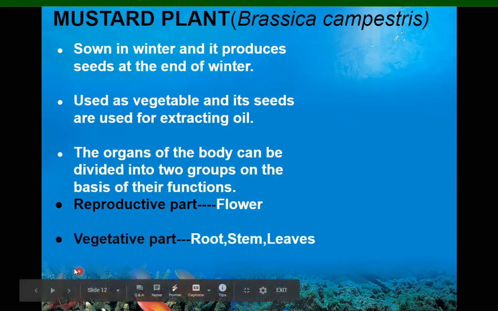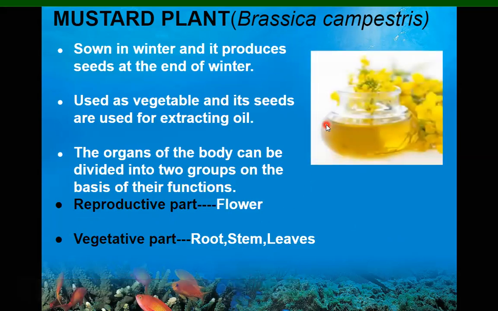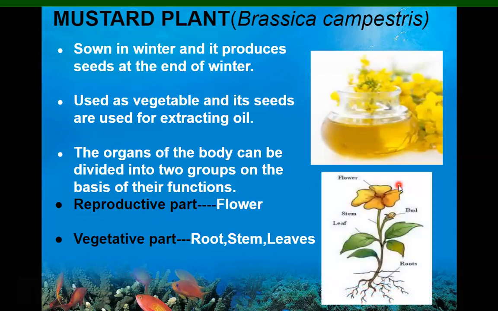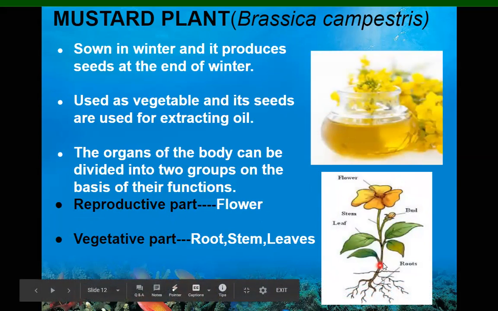Then we have the other part of the plant, and that is the vegetative part. The vegetative part includes the root, stem, and leaves. And you are also familiar with the function of the leaves, that leaves are responsible for photosynthesis. You can see this mustard oil, which is used at your homes. And then we have this whole mustard plant diagram, representing the flower portion and the vegetative part of the plant, and the leaves, the buds, stem, and the roots.